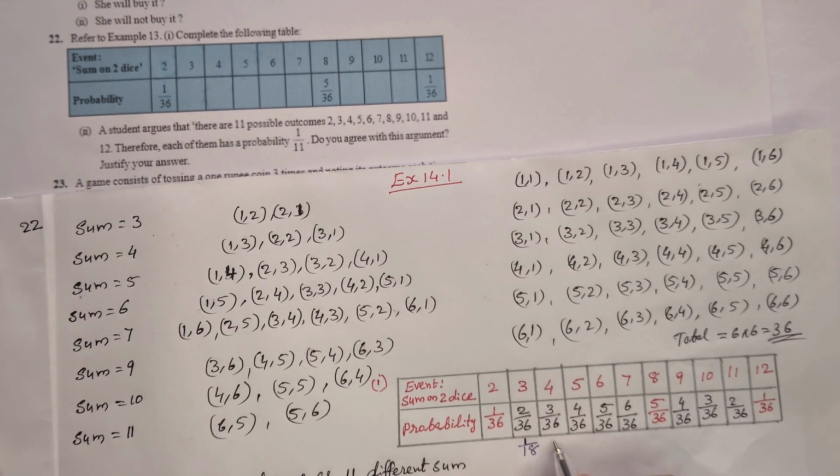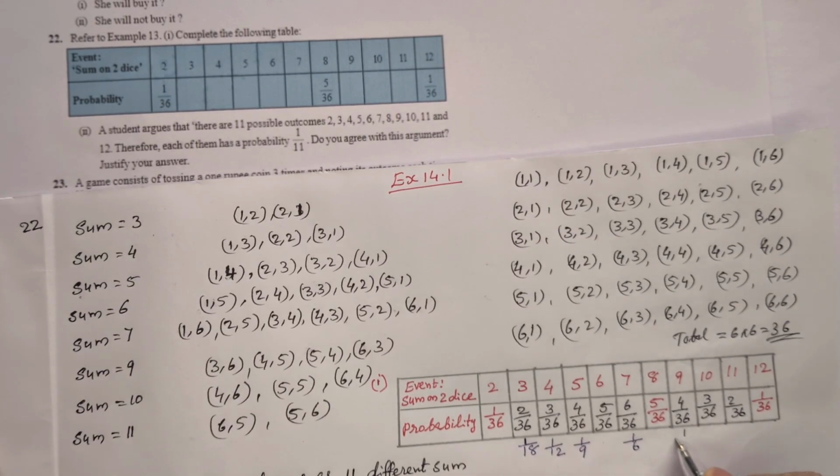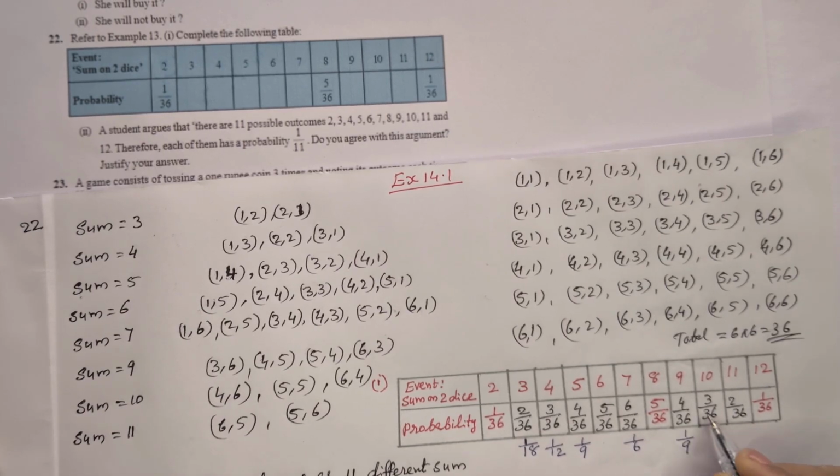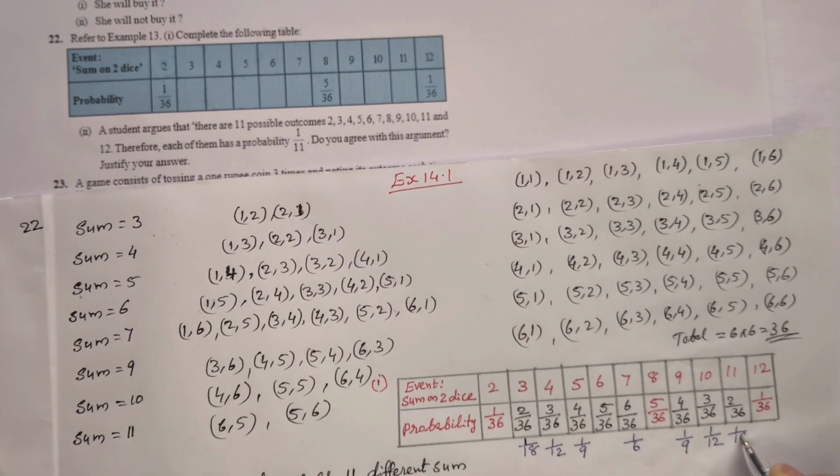Here divide by 3, then we will get 1 by 12. Here by 4, 1 by 9. That is same as that. Here 1 by 6. Here 1 by 9. Here 1 by 12. 1 by 18. So completed the table.